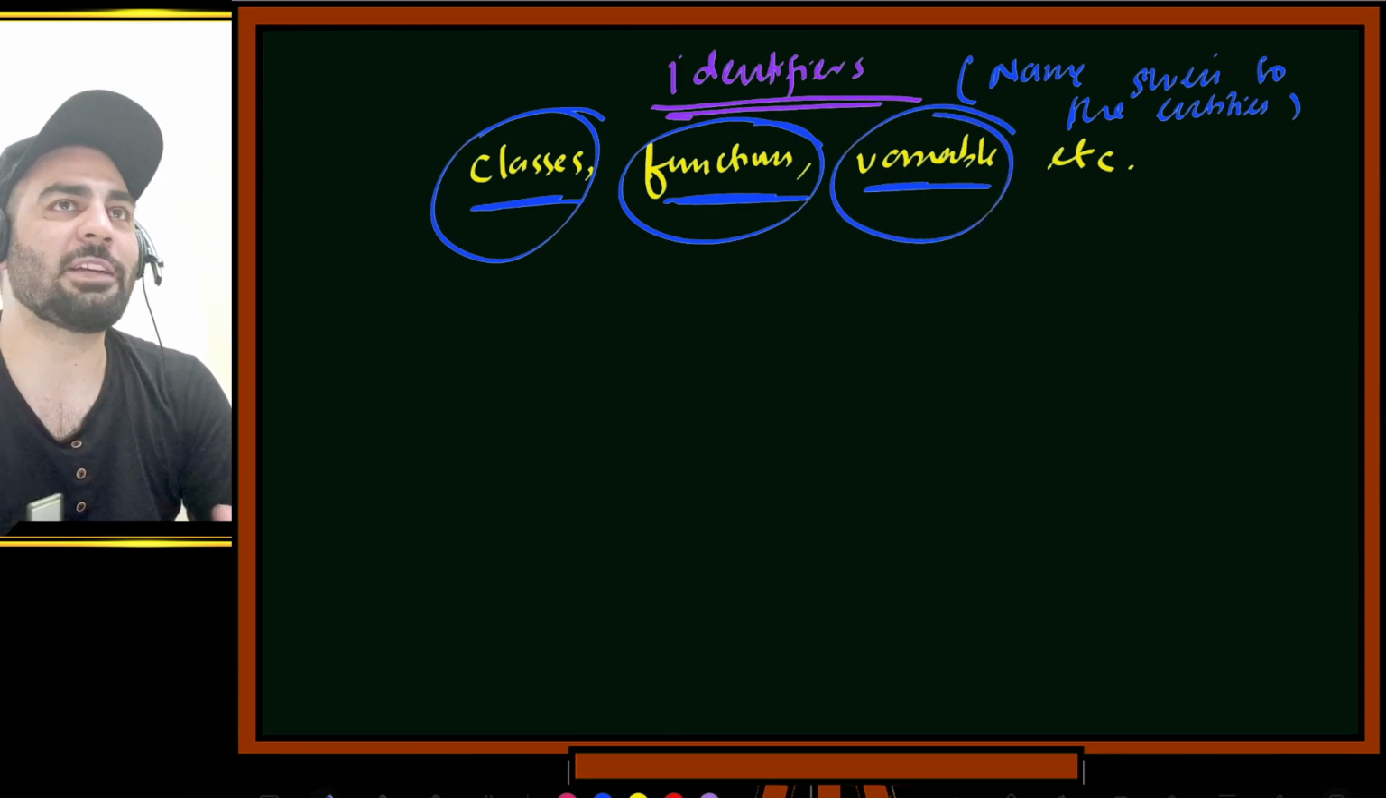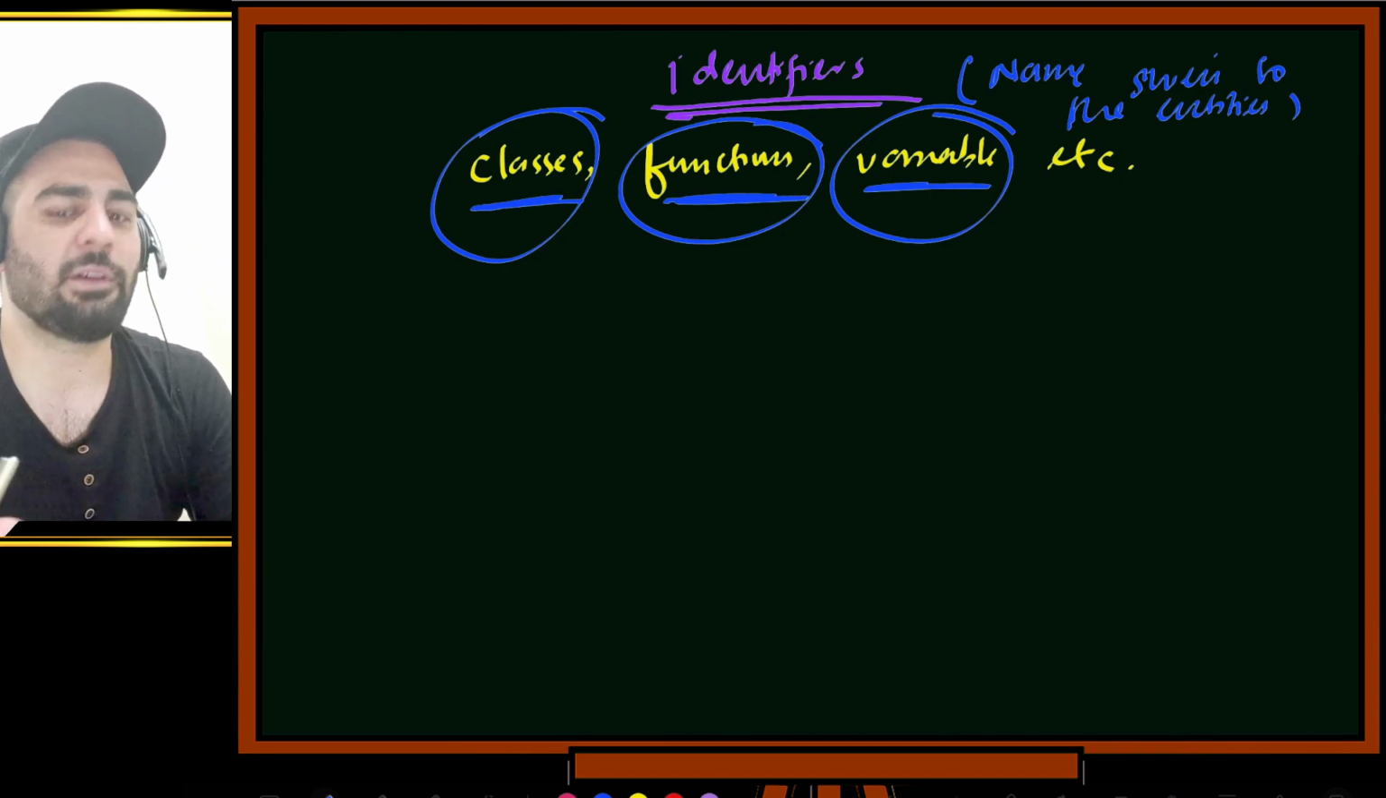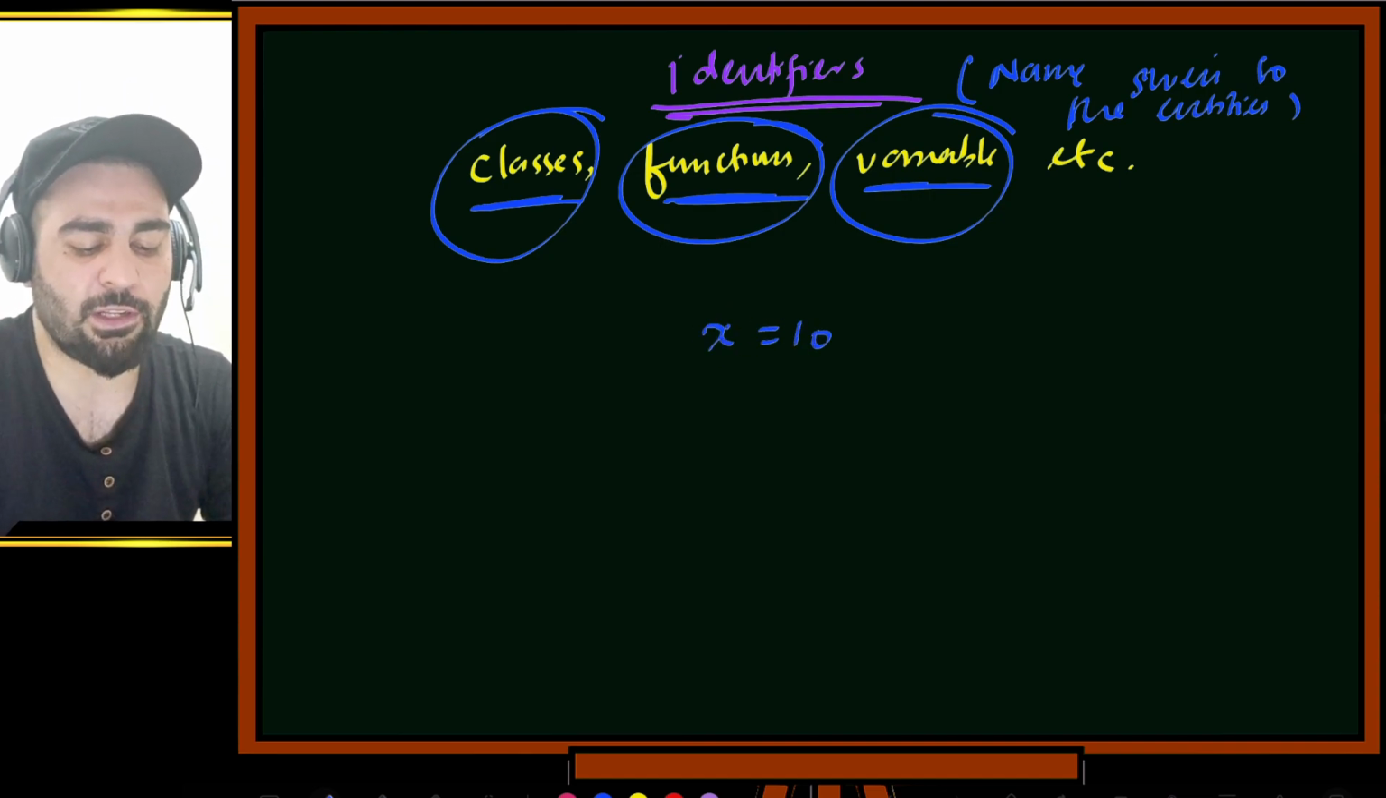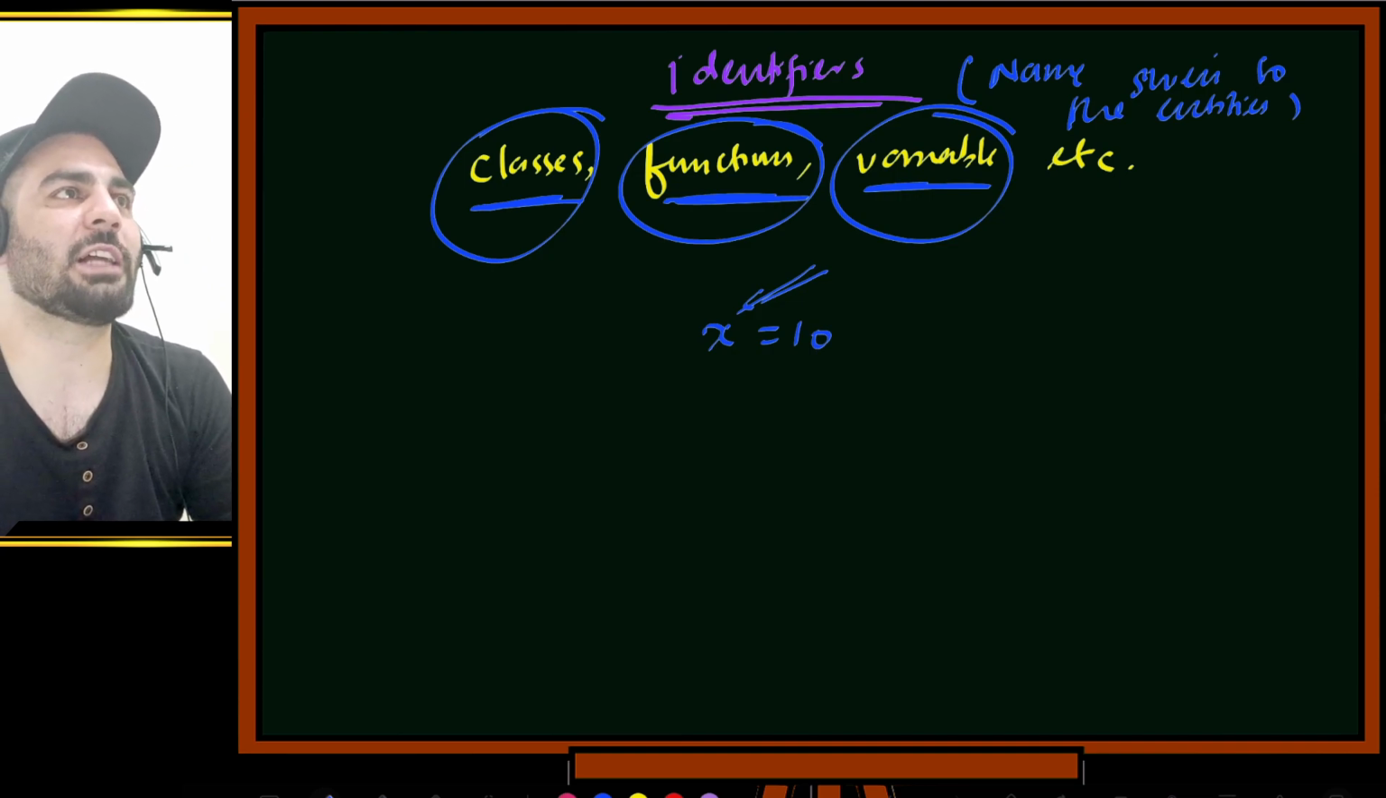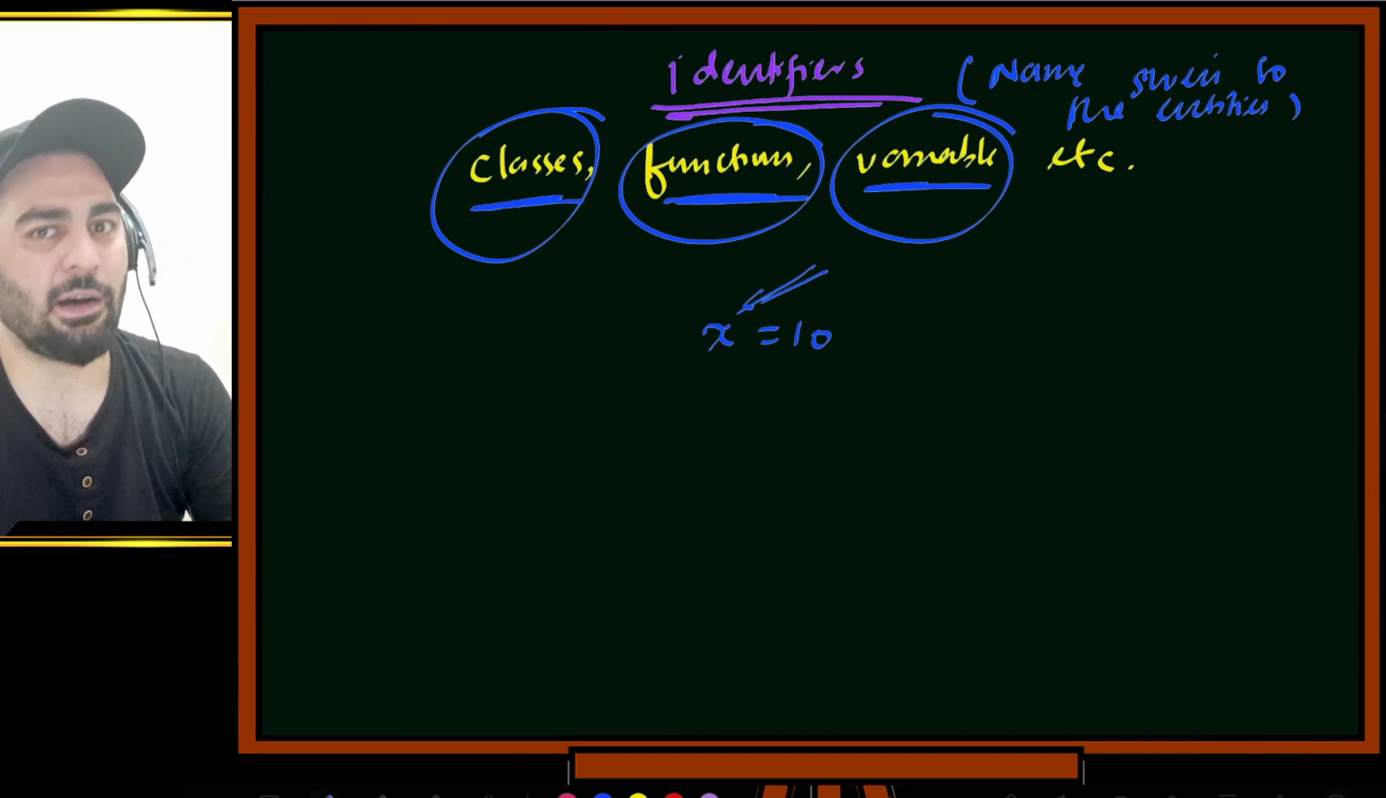Again, on coding style, the best coding style is to have a good name. You should not have x equals 10. What does this x say? It does not say anything. You should rather have a name which specifies something to the programmer.